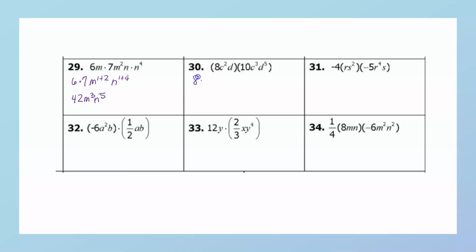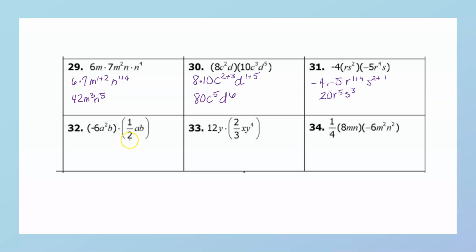Here I have 8 times 10, multiply those coefficients, c to the 2 plus 3 power, d to the 1 plus 5 power. So 80, c to the 5th, d to the 6th. Here, let's see. Don't let the parentheses fool you here. I have negative 4 times negative 5, r to the 1 plus 4 power, s to the 2 plus 1 power. So I have positive 20, r to the 5th, s to the 3rd.